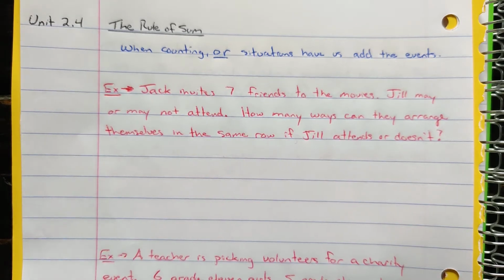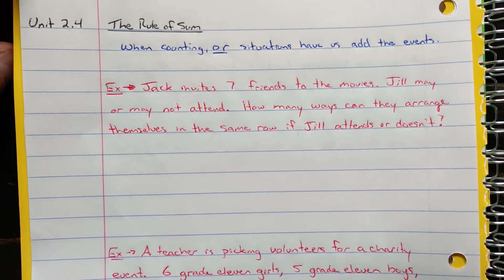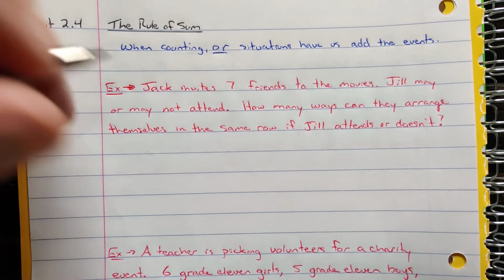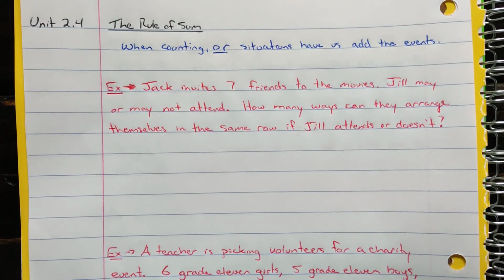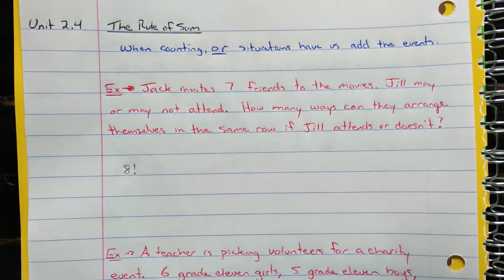So here's an example we'll work out. Jack invites 7 friends to the movies. Jill may or may not be able to attend. So how many ways can they arrange themselves in the same row if Jill attends or doesn't? So we have 2 situations. If Jill attends, then we have 7 friends plus Jack, so 8 people. So that arrangement would be 8 factorial. We can arrange people 8 ways.